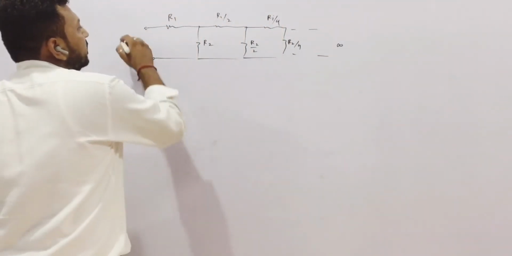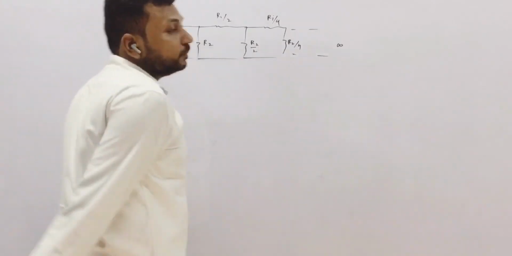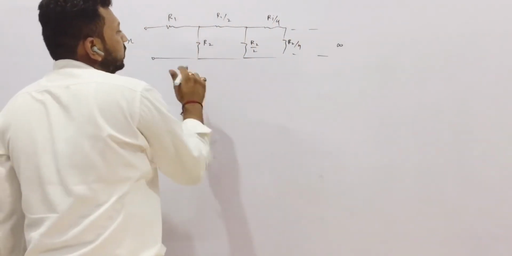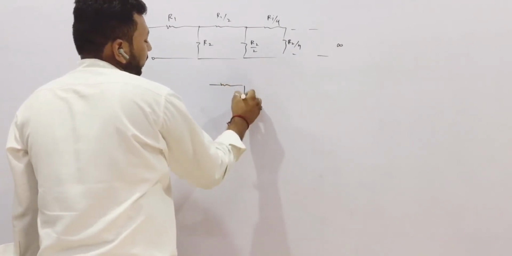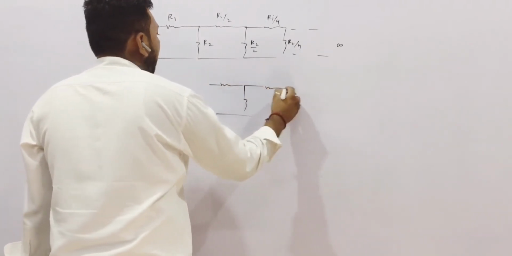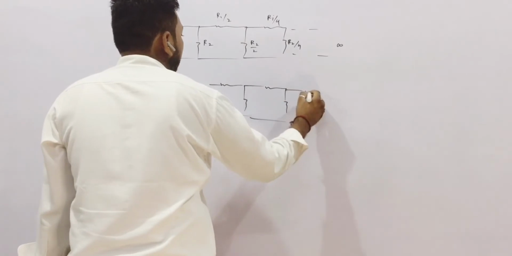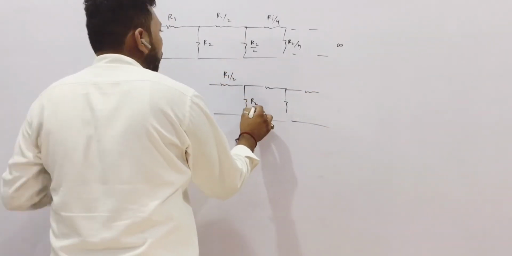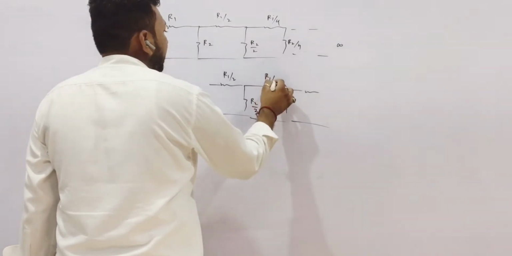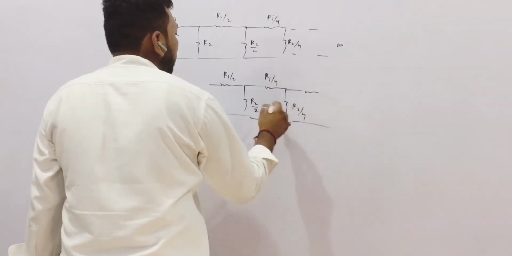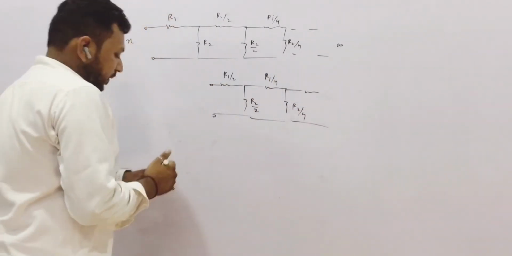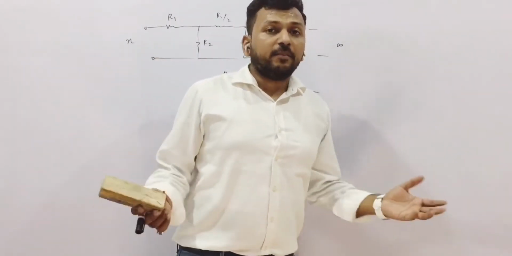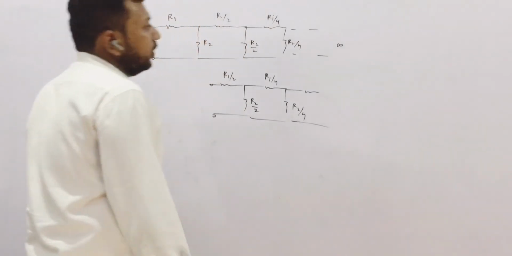So suppose the resistance of the whole circuit is X. If it is X, and I forget this first part, what do I have? So I have this circuit. This is R1 by 2, R2 by 2, R1 by 4, R2 by 4, and so on. So as you can see, from infinity I have removed the first part. It doesn't matter much, right? If you remove the first part from infinity.